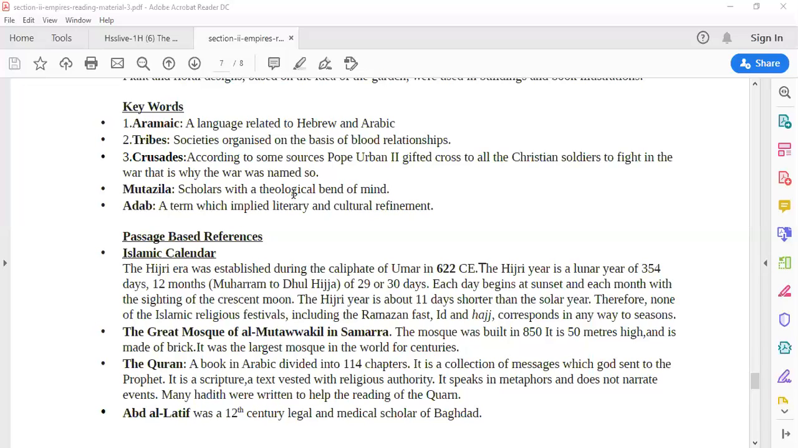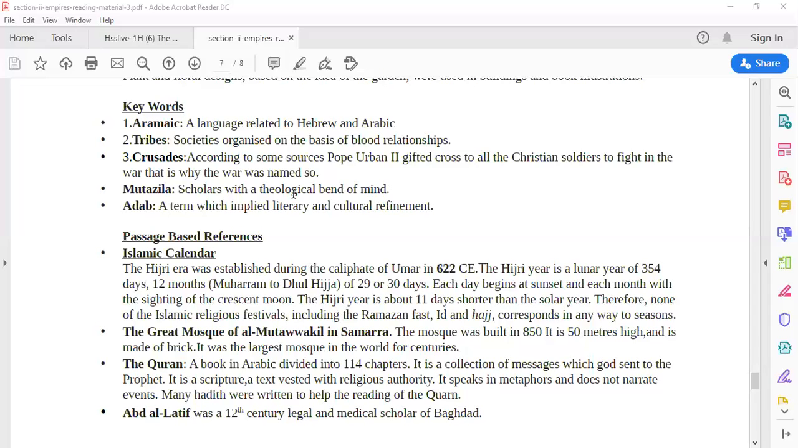Now the second problem is that Quran often speaks in metaphors. It does not narrate events but only refers to the events. So medieval Islamic scholars had to make sense of many verses with the help of hadith. And hadith were written so that we could read a Quran. So you can read more about Quran on page number 96 of your textbook.